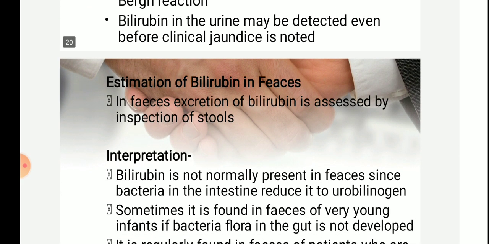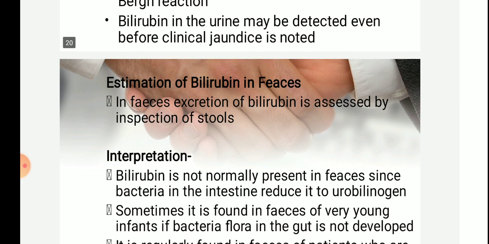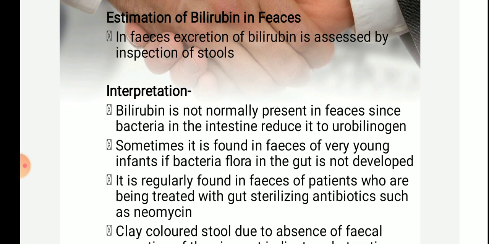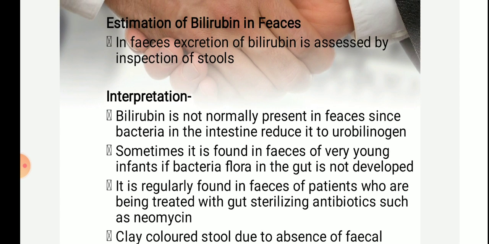So bilirubin in the urine may be detected even before clinical jaundice is noted. So important clue there. So estimation of bilirubin can also be done in the feces. So in feces, excretion of bilirubin is assessed by inspection of the stool. So this you should be aware of.